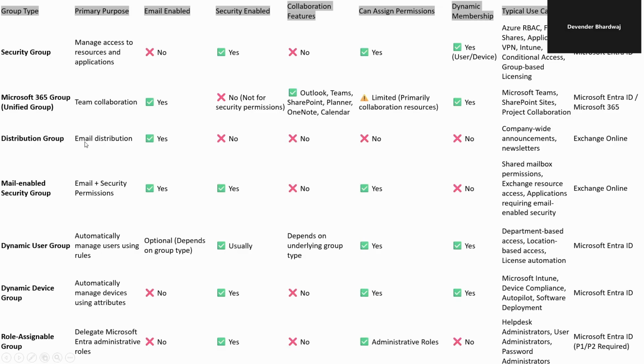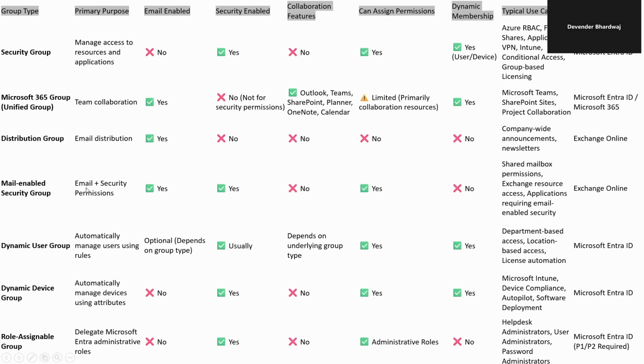Distribution groups are used only and only for email distribution. These are mail-enabled groups. No security feature, and the collaboration feature is not there. It cannot assign any permission. Dynamic membership is not there. Typically used for company-wide announcements and newsletters, and we can create this type of group only from Exchange Online.